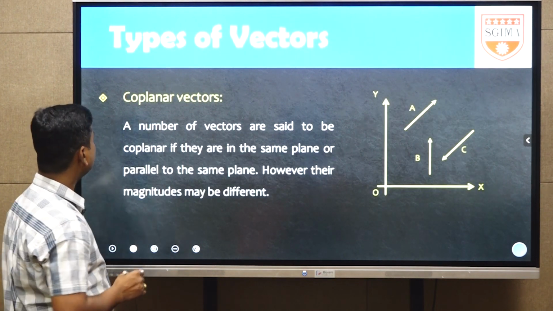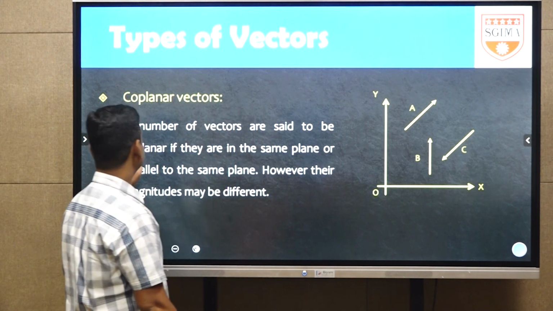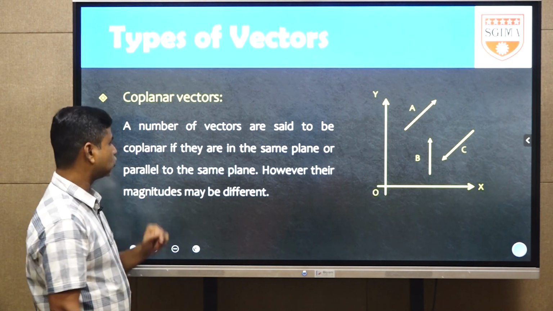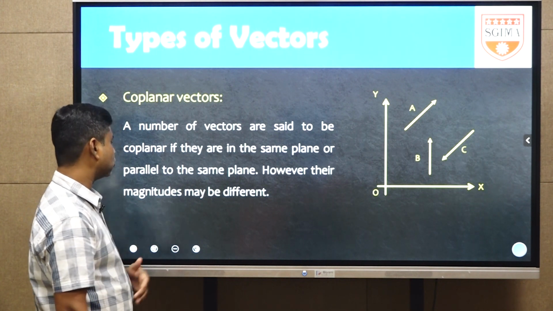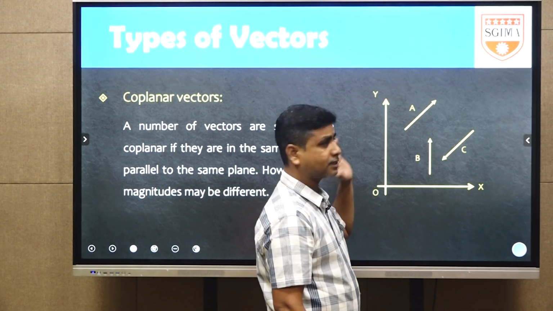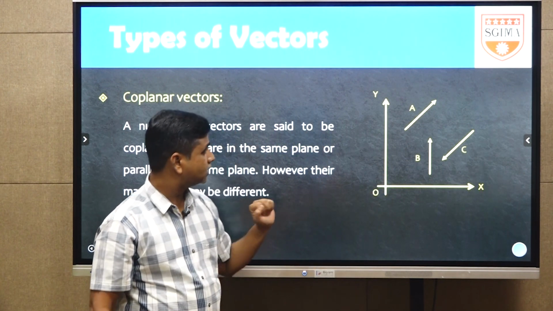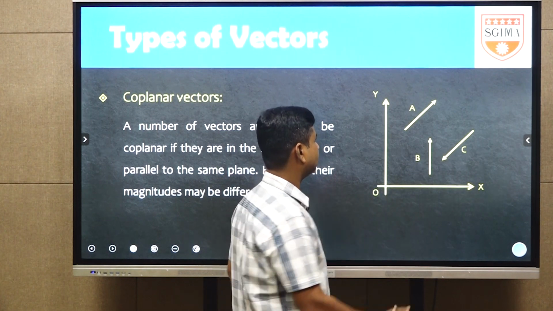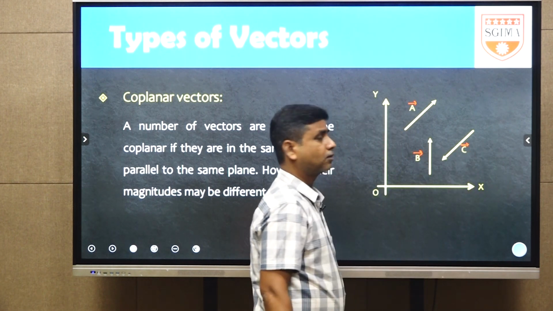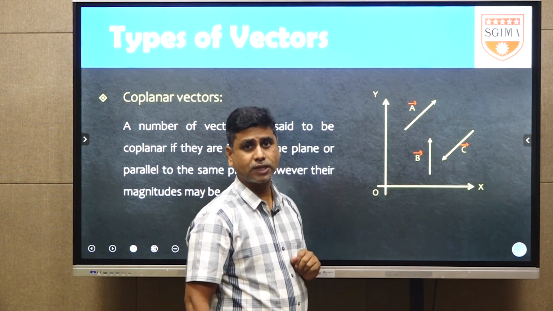Next is coplanar vectors. Coplanar means all vectors are in the same plane. A number of vectors are said to be coplanar if they are in the same plane or parallel to the same plane. However, their magnitudes may be different. Here the x-axis and the y-axis are taken, so this plane is called the xy plane. In the xy plane, three vectors a bar, b bar and c bar are taken. These three vectors are in the xy plane only, that's why these vectors are called coplanar.